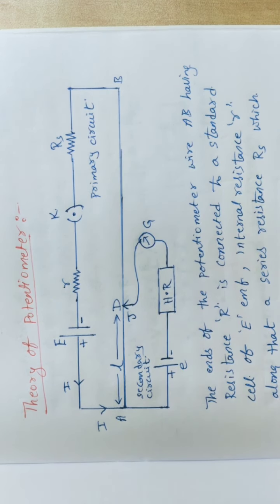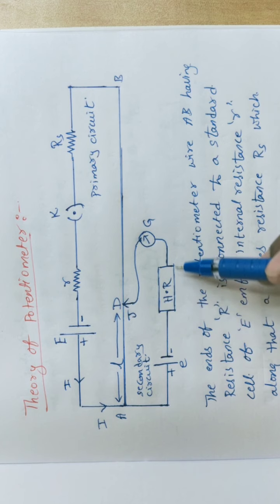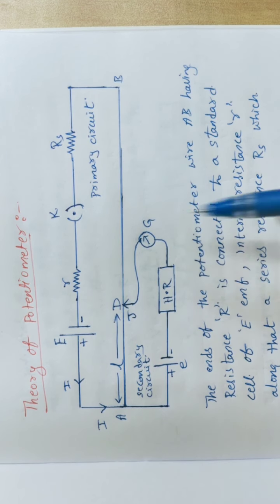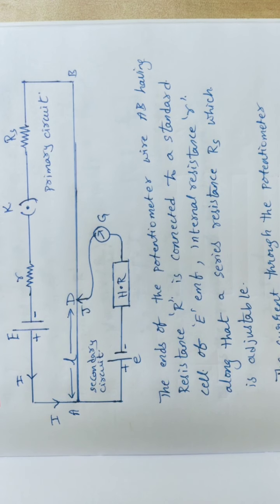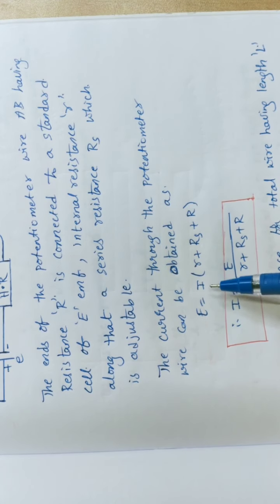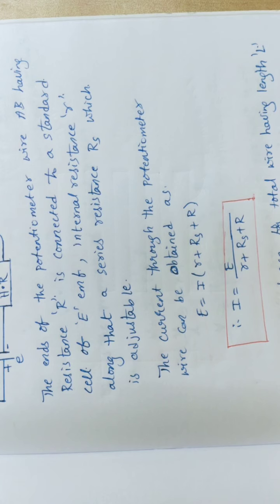In the secondary circuit we introduce another battery having EMF small e, a resistance box, and a galvanometer G. In the primary circuit, by using Kirchhoff's second law, E is equal to I into (r plus RS plus capital R). So I is equal to E divided by (r plus RS plus capital R).